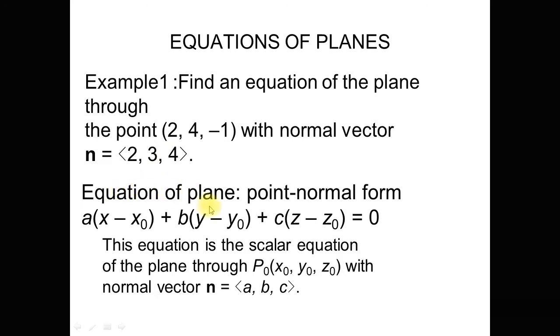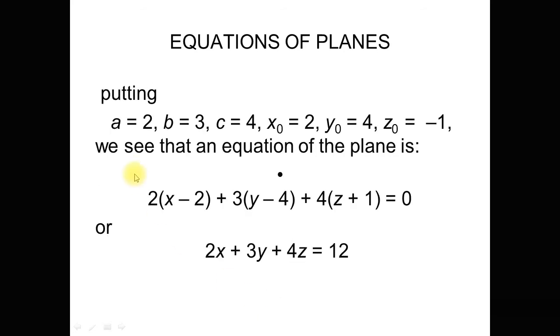Now the equation of a plane in standard form is actually called point normal form. Point normal form means one point and one normal vector are given. So the equation of the plane in standard form is a(x minus x0) plus b(y minus y0) plus c(z minus z0) is equal to 0. This equation is the scalar equation of the plane through the point P0 with normal vector n. Now putting the values of the normal vector's components, a is equal to 2, b is equal to 3, c is equal to 4, x0 is equal to 2, y0 is equal to 4 and z0 is equal to -1.